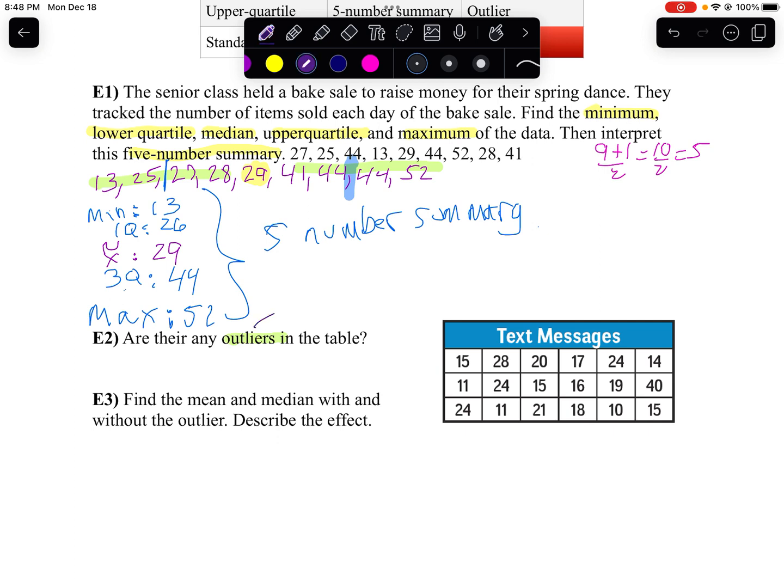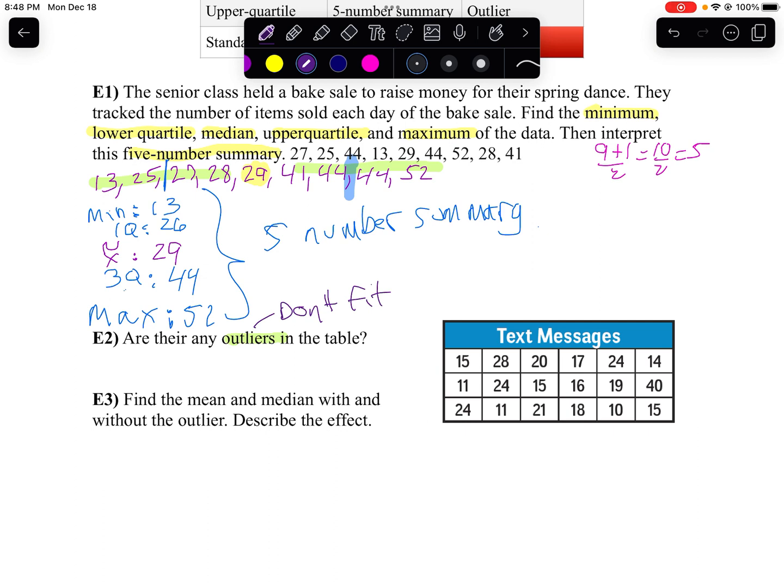Okay. Outliers are numbers that don't fit. They're really bigger than everything else, or they're really smaller than everything else. And you can just kind of eyeball them. So if I look at my messages here, it goes 15, 11, 24.